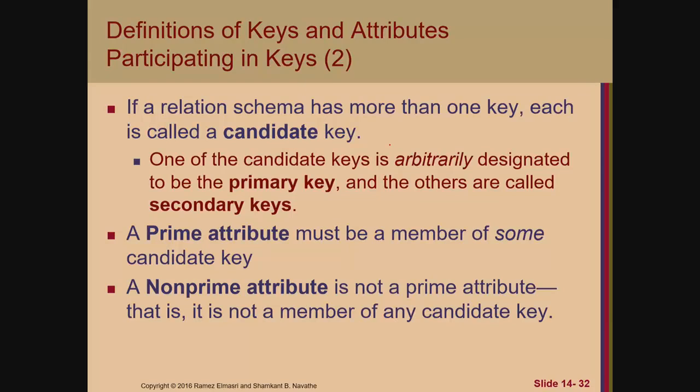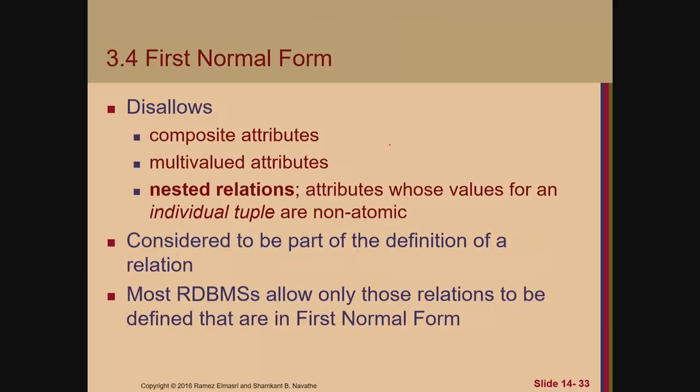From here, we're going to start talking about the normal form. So far, we understand the functional dependencies and the concepts of key, super key, candidate key, primary key, secondary key, prime attribute and non-prime attribute. So we're going to use all this information to check the normalization of the table.